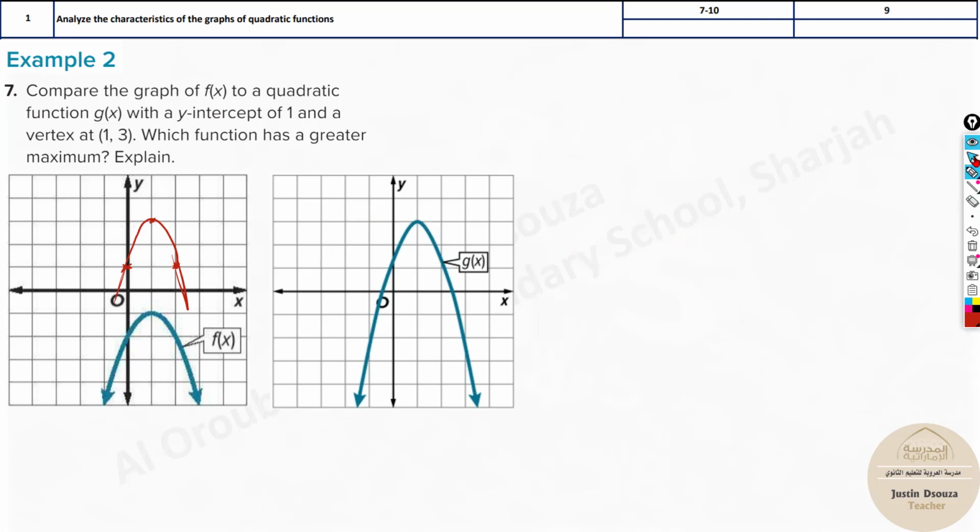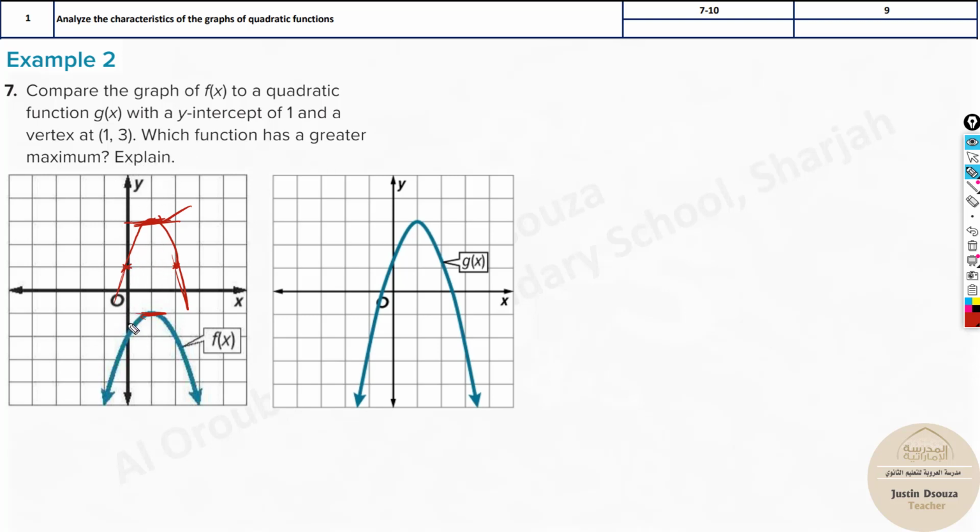Just to understand the difference between these two graphs, which one has a greater maximum? Obviously this graph, right? Its maximum is over here, whereas this maximum is just over here. And what else do you need to know? You just have to compare a few things.